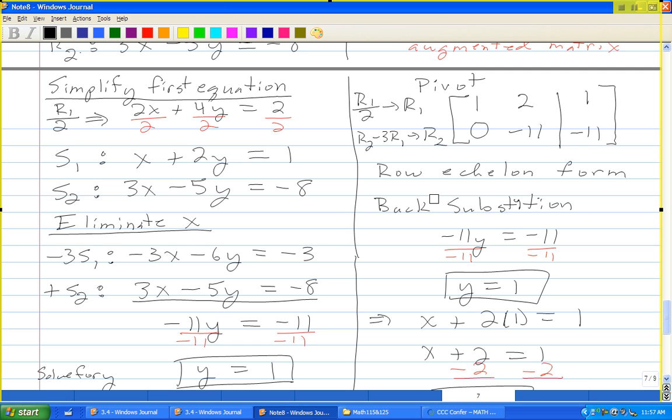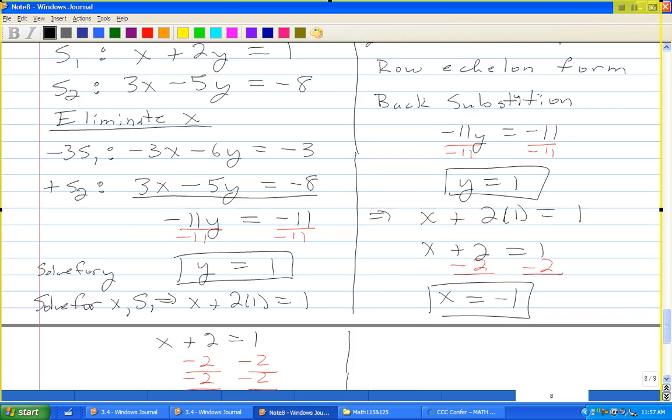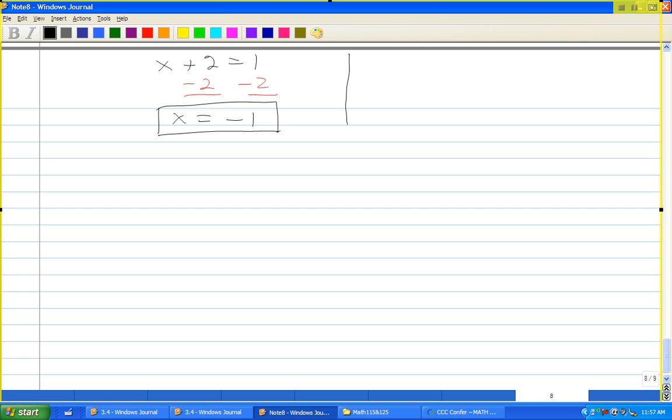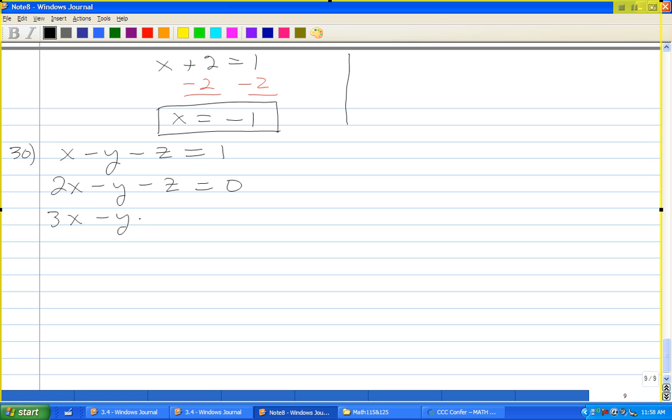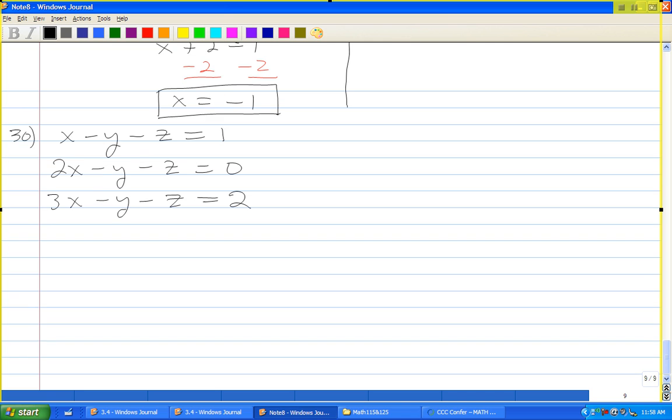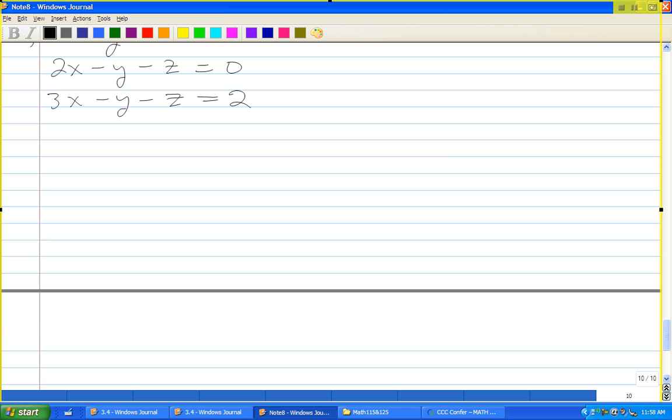So this is a 3x3 system. If you remember, 3x3 systems always took us forever to do, but using this technique will be much shorter. So x minus y minus z equals 1, 2x minus y minus z equals 0, 3x minus y minus z equals 2. Okay, so first step, rewrite this as an augmented matrix.